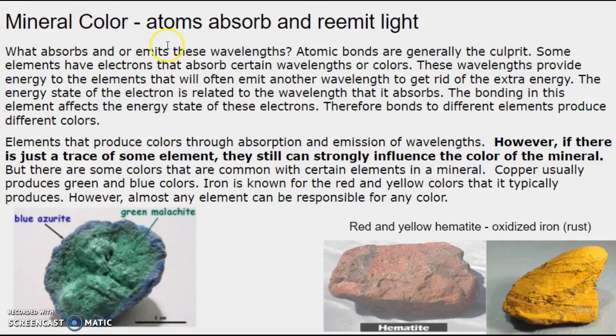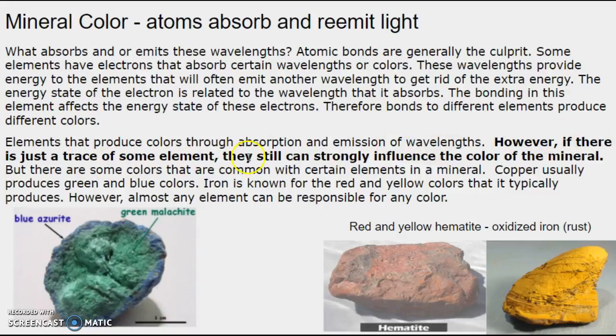So to finalize a mineral color, atoms absorb and re-emit light. What absorbs and/or emits these wavelengths? Well, atomic bonds are generally the culprit. Some elements have electrons that absorb certain wavelengths or colors. These wavelengths provide energy to the elements that will often emit another wavelength to get rid of the extra energy. The energy state of the electron is related to the wavelength that it absorbs. The bonding in this element affects the energy state of these electrons. Therefore, bonds to different elements produce different colors. So elements produce colors through absorption and emission of wavelengths.